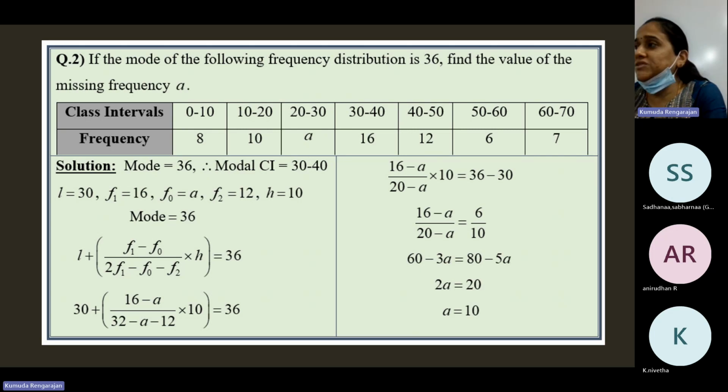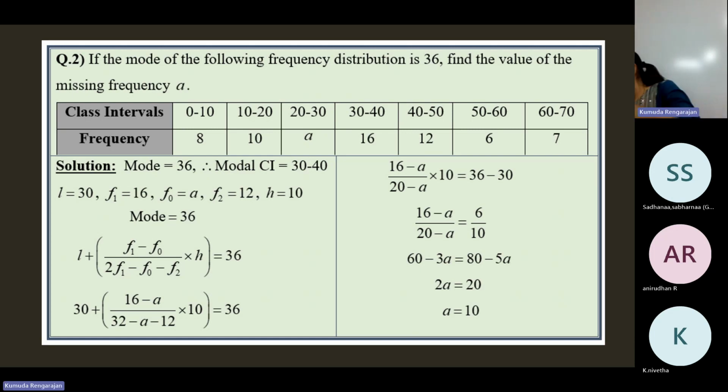If only one frequency is missing, you will be given only the value of mean, or the value of median, or the value of mode. If two frequencies are missing, you have to find two missing frequencies, then you will be given two pieces of information, meaning mean, median, or mode along with the total of the frequency column. And mostly that we do using the substitution method. Can you recall that? Okay, fine.